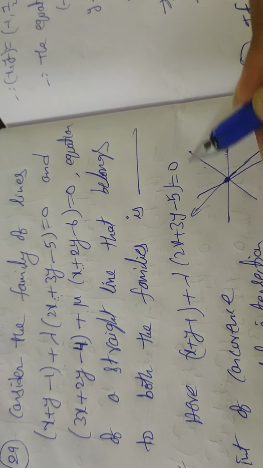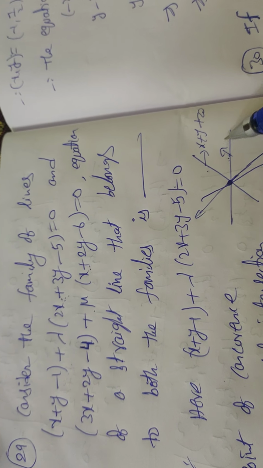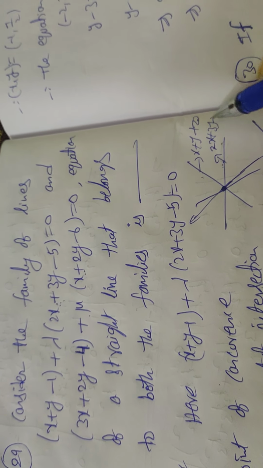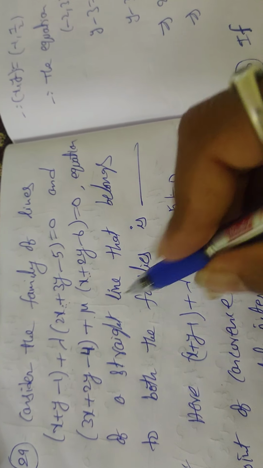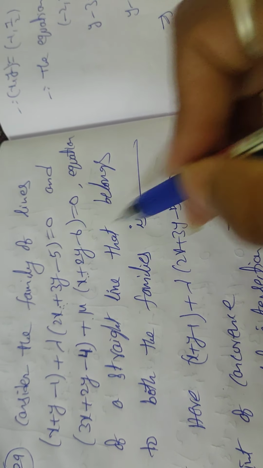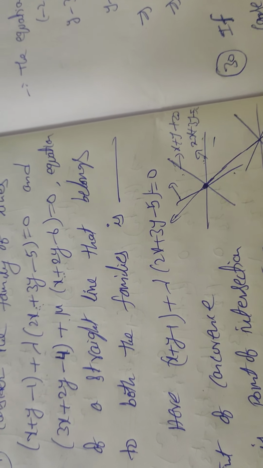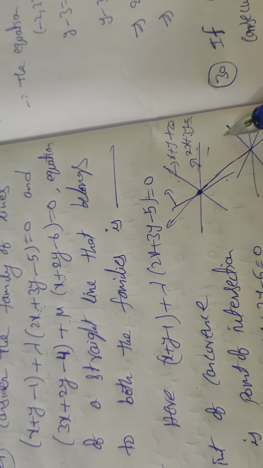So first of all, let us consider x + y - 1 = 0 and 2x + 3y - 5 = 0, this one and this one. Now x + y - 1 + λ(2x + 3y - 5) is one family of lines, and the other family is also the same. This is one line, and this is another line.